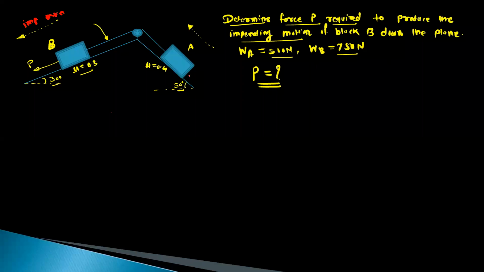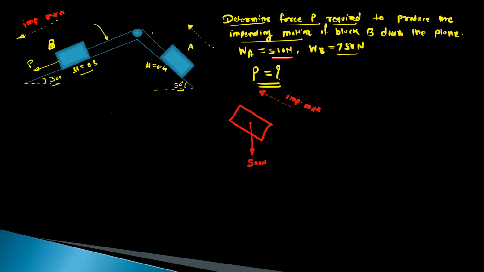So consider the block A. For this block A, the impending motion is up the plane. This is the direction for the impending motion. Now we will show the forces on this block. First is the weight, and it is given as 500 Newton. This weight will act from this point exactly in the downward direction. So this is equal to 500 Newton.